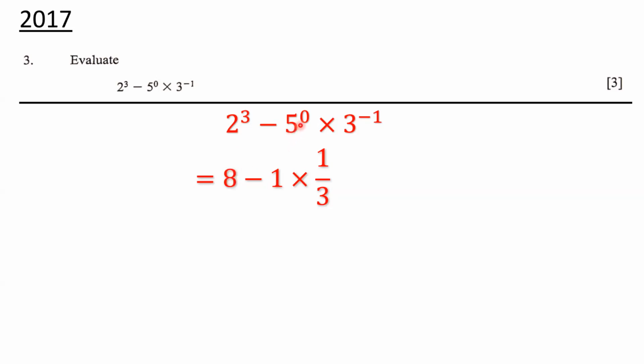Next, we have 5 to the power of 0. Well, 5 to the power of 0, you can put this in your calculator. If you put 5 to the power of 0 in your calculator, you will definitely get 1. And then we have 3 to the power of -1.